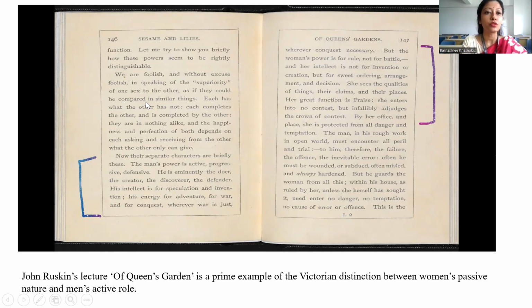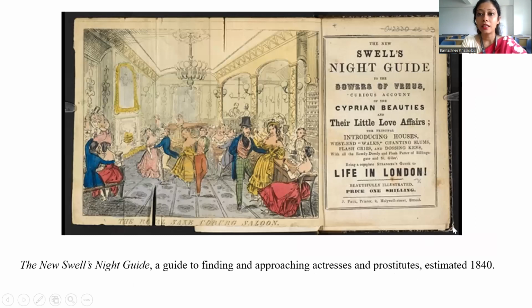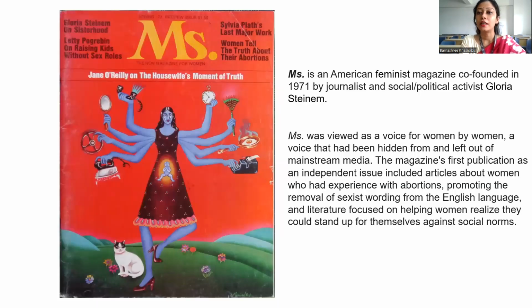We are foolish, and without excuse foolish, in speaking of the superiority of one sex to the other. So he's saying that women and men shouldn't be in contest. Women and men should not be talking about superiority. Then we have a drawing sketchbook, which shows how women should be undertaking embroidery. Then we have Newswell's Night Guide on how to find prostitutes and whores and actresses. So it shows again how women's bodies are a target. Then another example, the right to be a comforter when other comforts fail. So women should be a comforter.